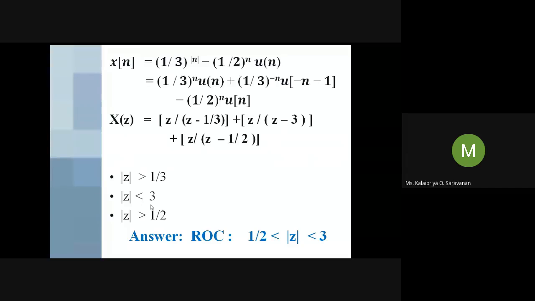But for Z greater than, you have two options, 1 by 3 and 1 by 2. They have picked up 1 by 2. When you consolidate these two values, which is the highest value? 1 by 2 is the highest value. This is 1/3 and this is half. So definitely this is the greater value. So pick the greatest value as Z greater than. So this will be 1 by 2 less than modulus of Z less than 3. So your ROC is a circle which is having the values between 1 by 2 and 3.